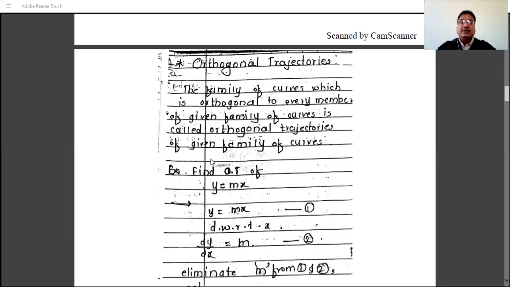Next topic is orthogonal trajectories. The family of curves which is orthogonal to every member of a given family of curves is called orthogonal trajectories of the given family of curves. That is, every member of the family of curves is orthogonal to every member of the given family of curves. Then this family of curves is called orthogonal trajectories of the given family of curves.